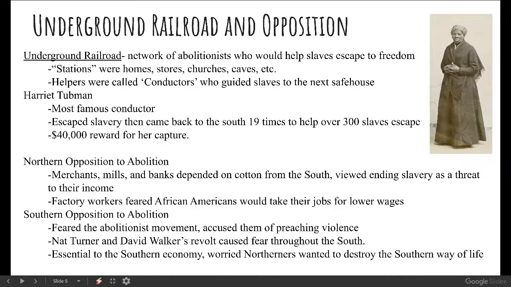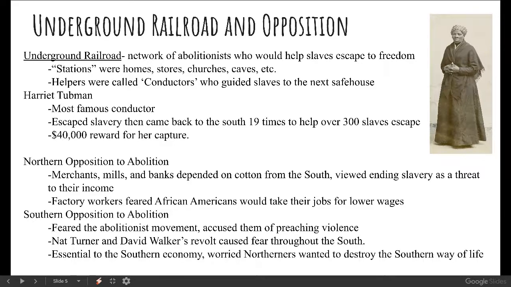You'd have people's personal homes, stores, churches, even caves, different things like that, where escaped slaves could stay for the night, get food, get supplies, and then the conductors or the helpers that ran these stations would guide the slaves to the next safe house, give them directions, and help them get where they need to be.